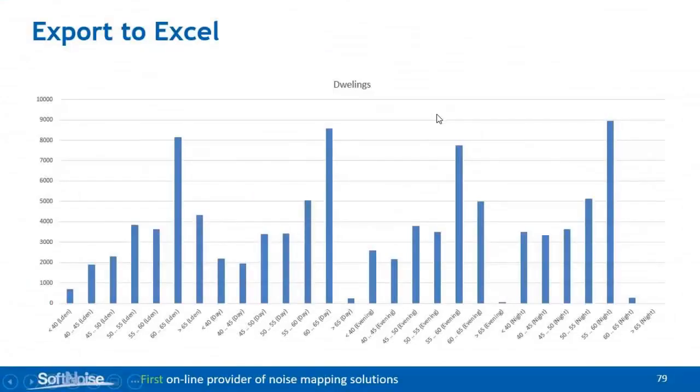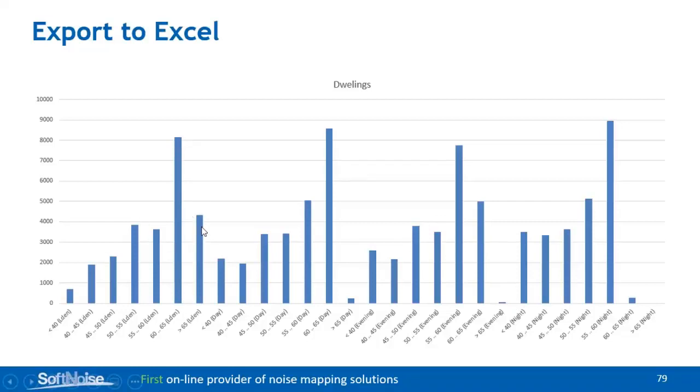Then, of course, you can make a nice graph in Excel. Here you see all the LDEN values. In this case, the number of dwellings exposed to noise lower than 40 LDEN, between 40 and 45, etc. You see that between 60 and 65 LDEN there are the most exposed dwellings, and then higher than 65 are less than the most.